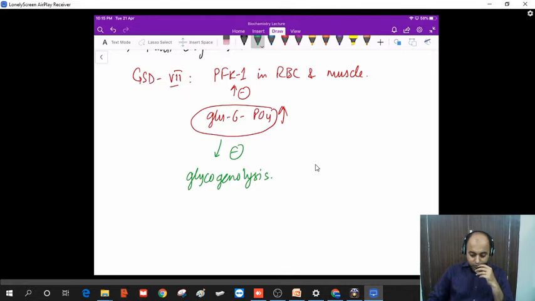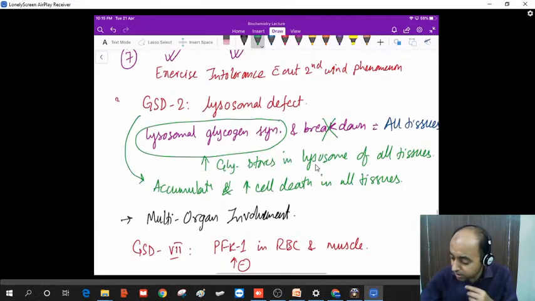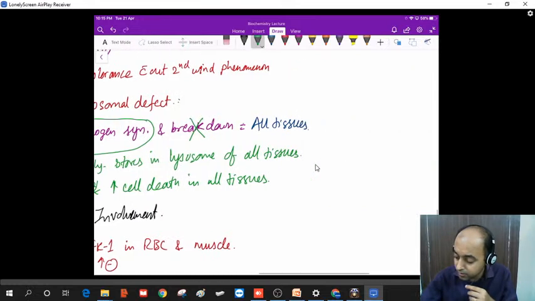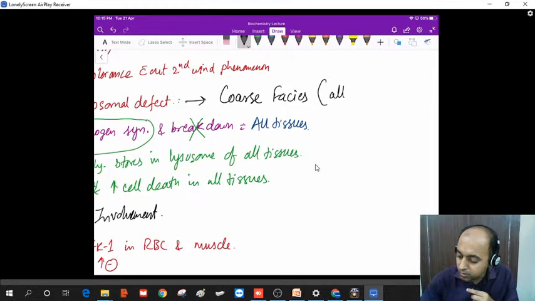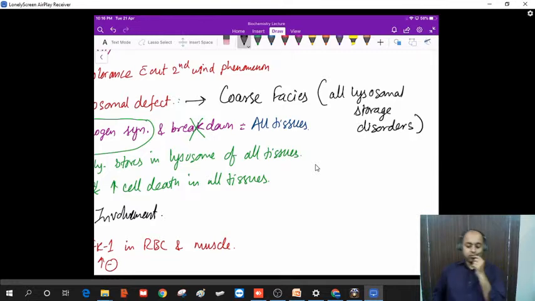Okay. What else do we have? Any specific name for facies? The facies are described as coarse facies. This is common for lysosomal storage disorders. The term used is coarse facies, which is used for the lysosomal storage disorders.